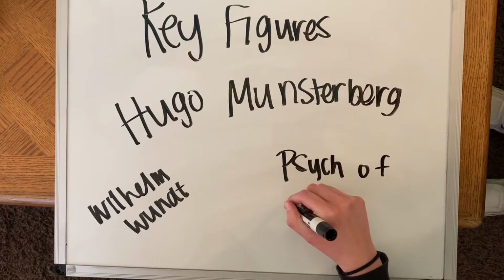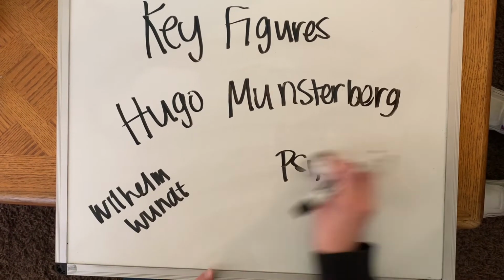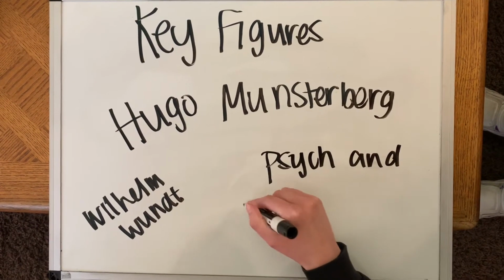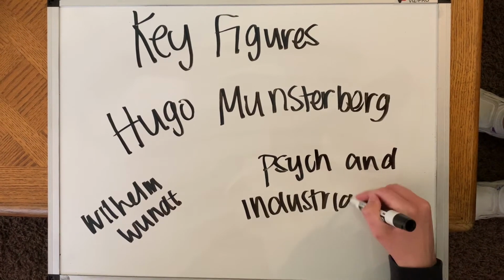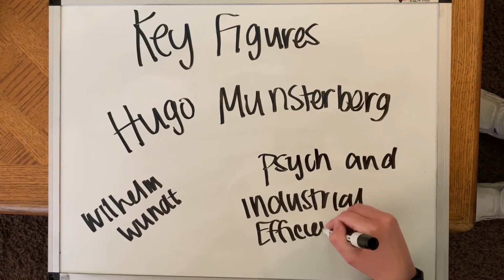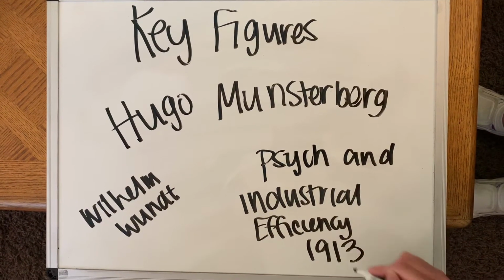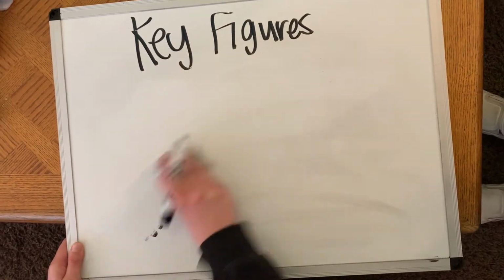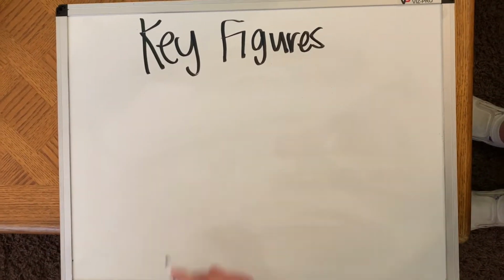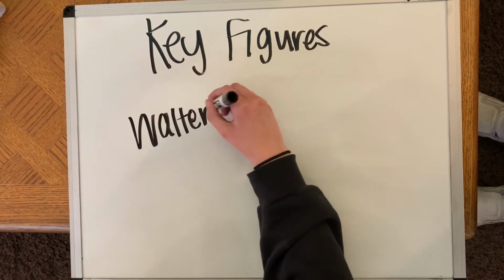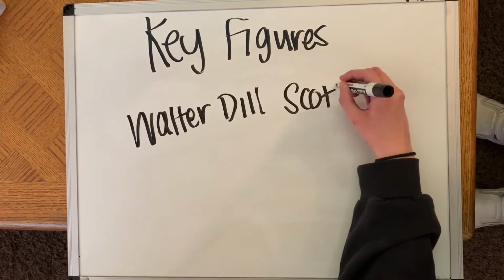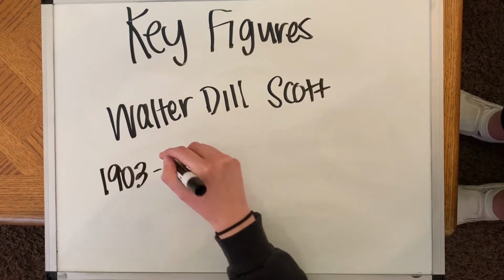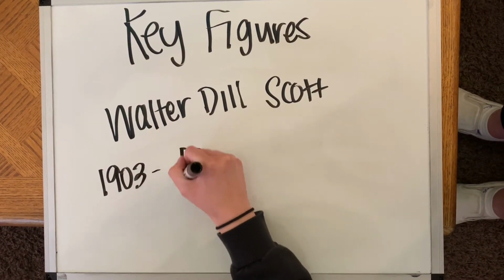He published Psychology and Industrial Efficiency in 1913. This was a book that talked about employee selection, training, and effective advertising. Next, we're going to talk about Walter Dill Scott. He was also a student of Wilhelm Wundt. He was one of the first psychologists to apply psychology to advertising, management, and personnel selection.